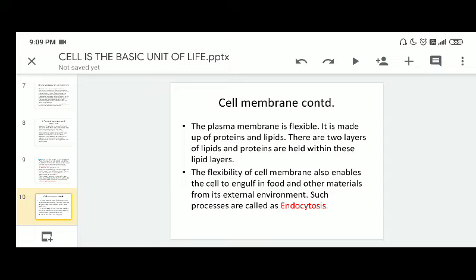The plasma membrane is flexible. It is made up of proteins and lipids. There are 2 layers of lipids and proteins are held within these lipid layers. The flexibility of the cell membrane also enables the cell to engulf food and other materials from its external environment. Such processes are called endocytosis.